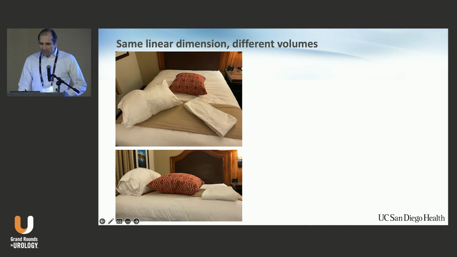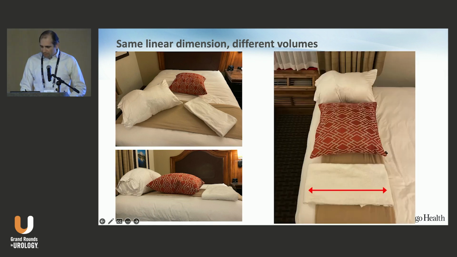So bear with me. But you can imagine if you have these three objects, the pillow on the left versus the pillow in the middle versus the towel, right? Those are clearly very different in size and volume. So if you imagine that these are stones, clearly the pillow on the left is much larger, right? But if you line them all up, the linear dimension could be seen as the same. And so you can be very misled by reading a radiology report at times, depending on what you're using the information for.